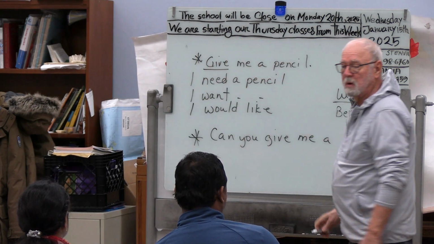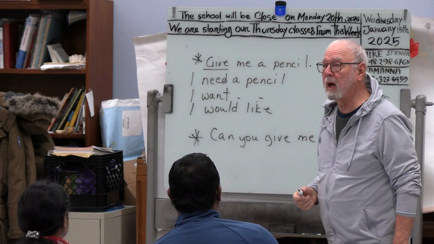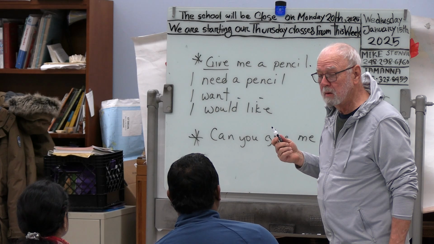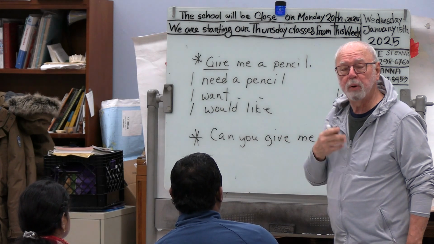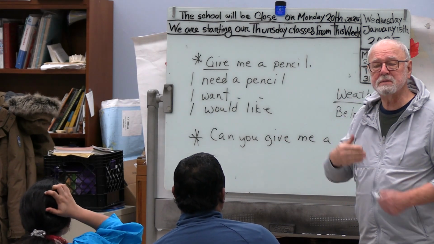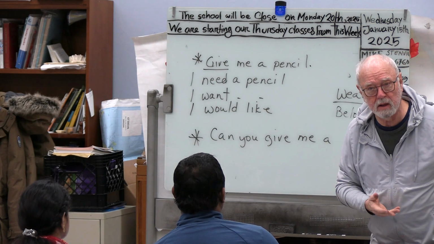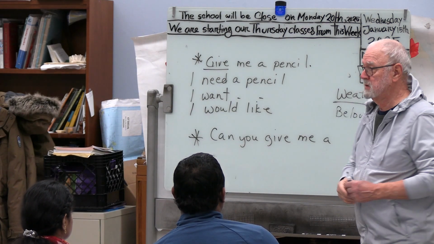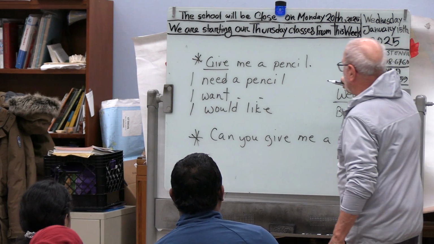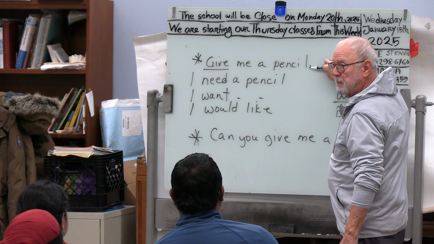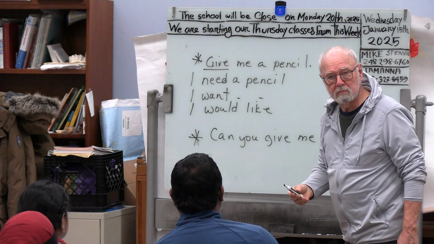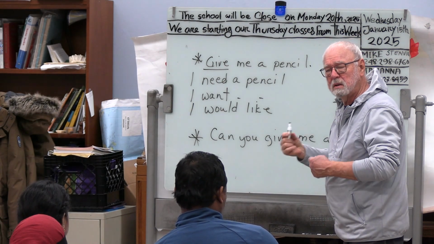This one and this one. Which one is more polite? Do we know polite? Polite means how we speak to each other in a respectful, pleasant way. "Give me a pencil" is very direct. Not impolite, but not pleasant.